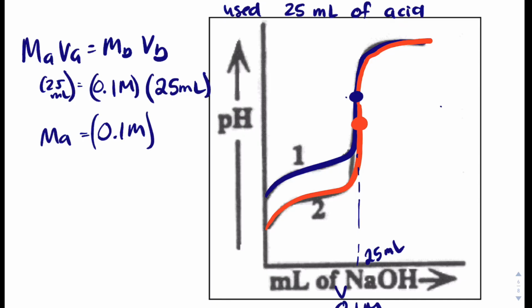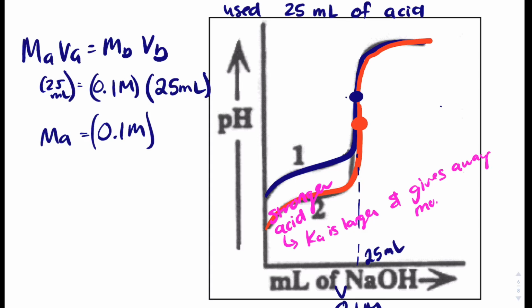Well, because they're different acids. Some acids give away more H's than others, and so that's what we're seeing here. Acid number 2 is a stronger acid. And what does that mean then? Its Ka is larger, which means that it gives away more H's, or I should really say a higher percent of its H's compared to 1.